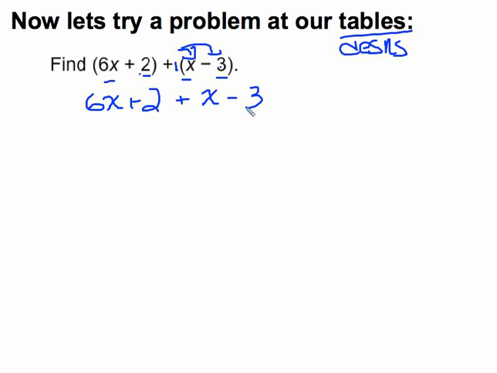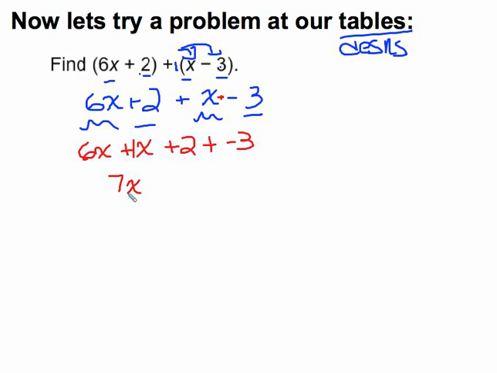minus 3. Like we did yesterday, I'm going to regroup to put my like terms together. Squiggles go with squiggles and lines go with lines. I'm also going to turn this into an addition problem so that I don't lose that negative sign. So plus minus. When I regroup, I get 6x plus x plus 2 plus negative 3. 6x and 1x is 7x. 2 and negative 3 is minus 1, or plus minus 1. So again, you might have plus minus 1 or 7x minus 1. All right, let's try another example.